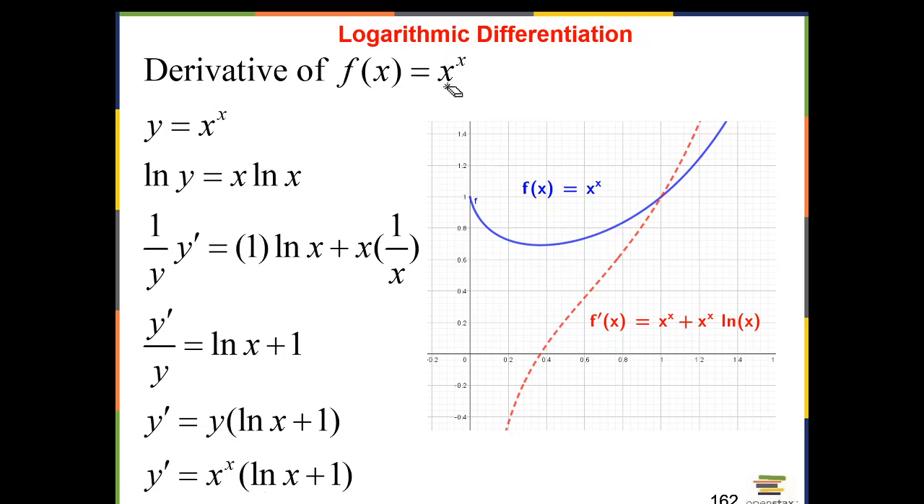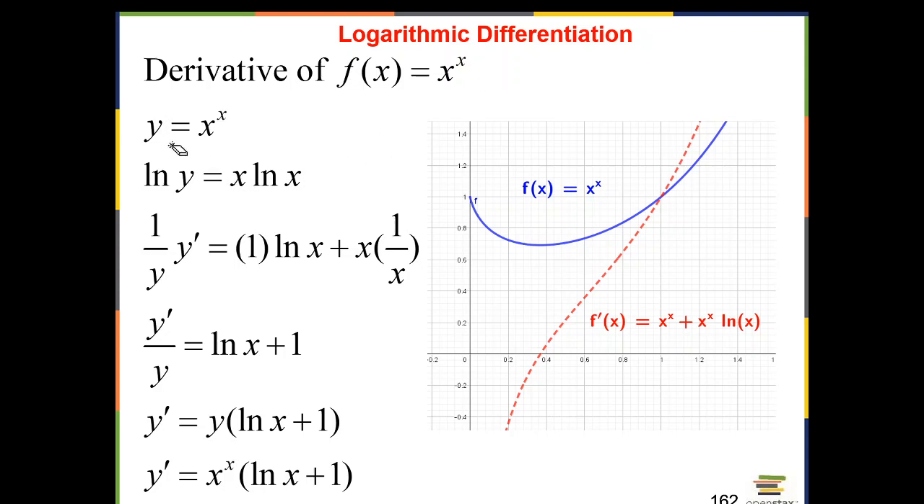So the derivative of x to the x, what is that? We don't have any formula to find that. A common mistake is to say the derivative is x to the x minus 1. No. The power formula doesn't work here, right? So in this kind of differentiation, we are going to use logarithmic differentiation.